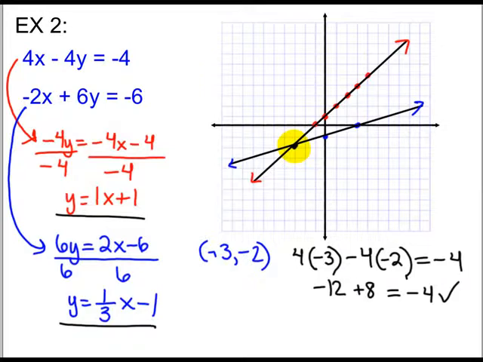Now what happens if it doesn't work? Then you did something wrong and you need to recheck your math. Probably check your graphing first of all. Make sure your slopes are both positive or negative.